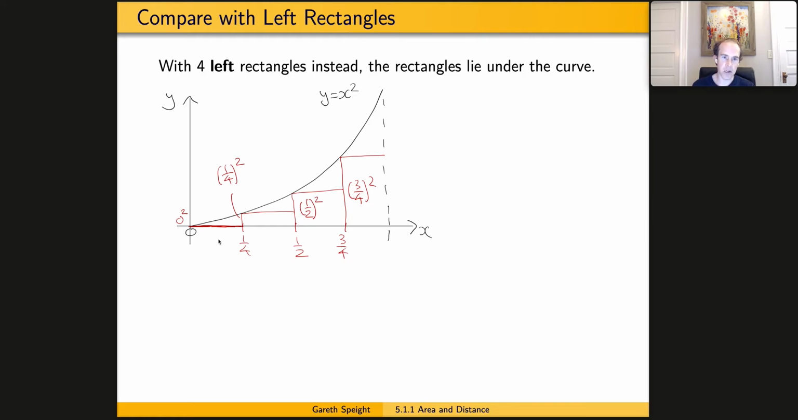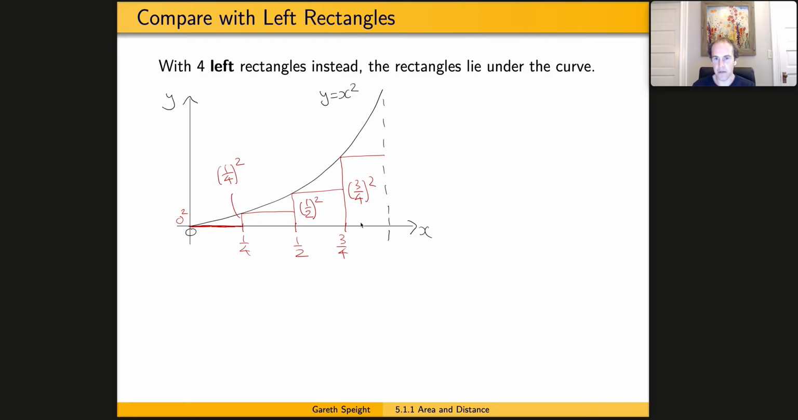But now instead, on each subinterval, we use the value of our function at the left endpoint. So for instance, from 0 to 1/4, the left endpoint is 0. So the height of the rectangle is 0 squared. It's kind of a weird rectangle, but okay, it's a degenerate rectangle. From 1/4 to 1/2, we use the value at the left endpoint, so 1/4 squared. From 1/2 to 3/4, we use 1/2 squared. And from 3/4 to 1, we get 3/4 squared.